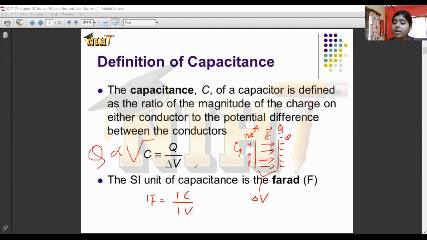Now what is the unit of capacitance? That is the farad. 1 farad is equal to 1 coulomb per 1 volt. The farad is a very large unit, as I have told you already.